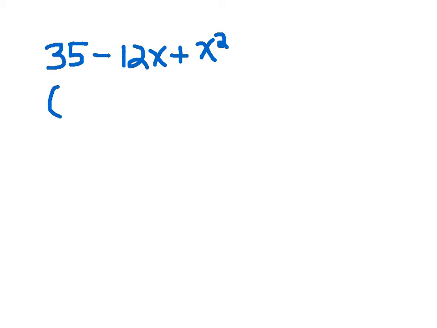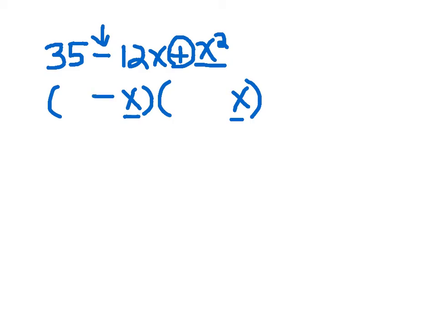Occasionally, the trinomials come in the opposite order. If I say 35 minus 12x plus x squared, it's the same basic idea, but now I'm putting things in a different order. Last gives me x squared, so my variables go here and here, because that's where the x squared comes from. This sign still tells me that the signs are the same, and it still means that they're both negative. And I'm still looking for numbers that multiply to 35 and add to 12. They are 7 and 5.